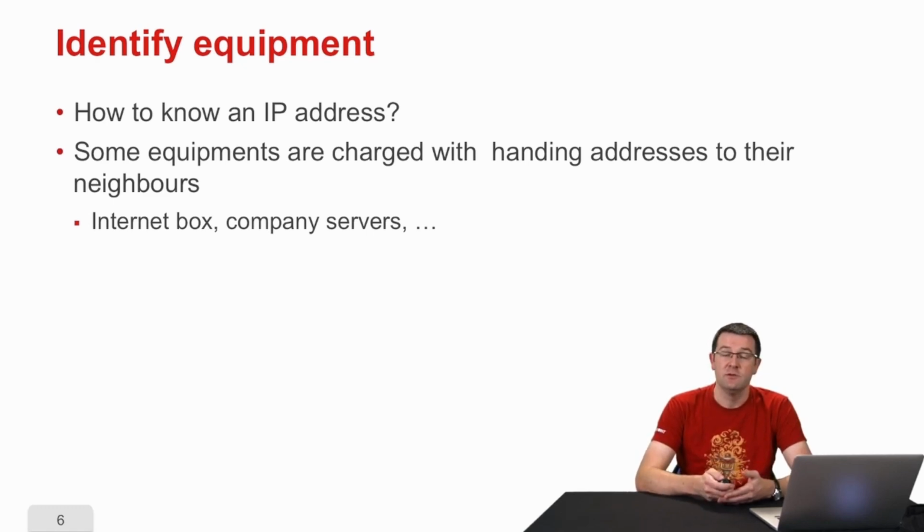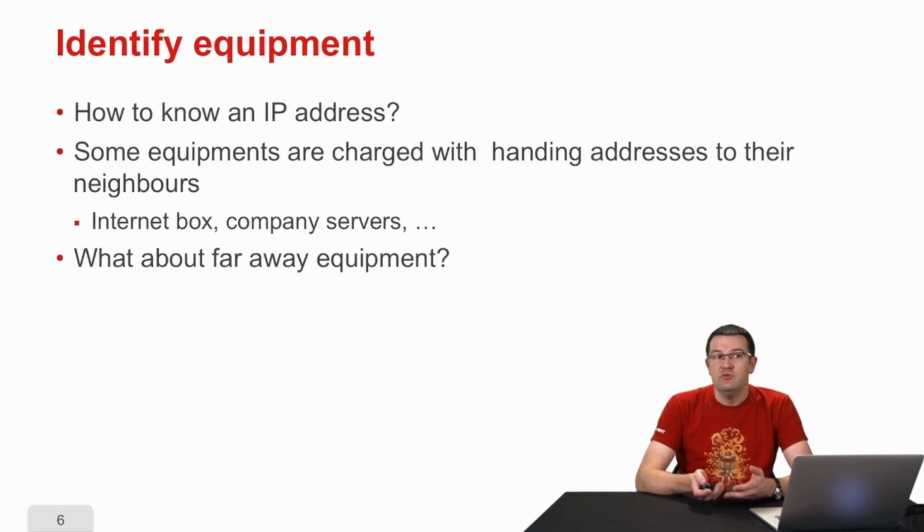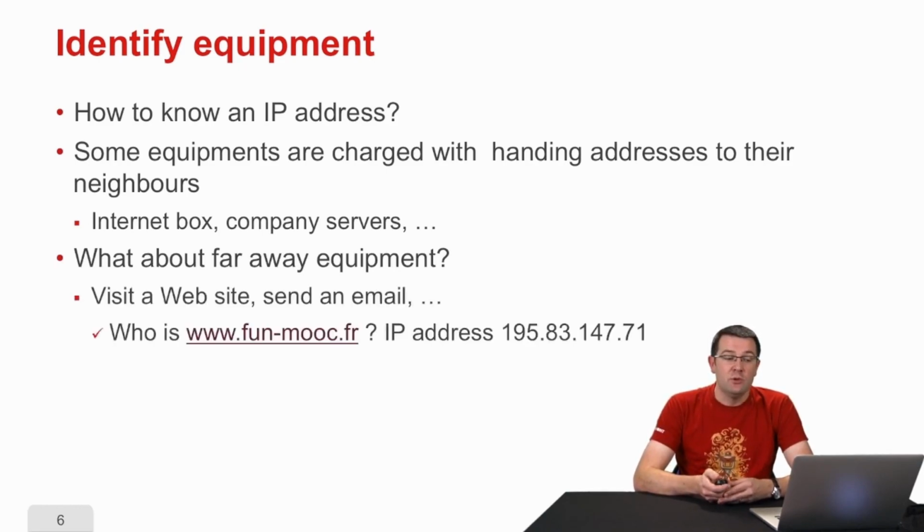So now the equipment is identified. We just need to know who to talk to. Some equipment is at the other end of the world. At first we don't know their address. Most of the time, we want to manipulate equipment with web addresses like www.fun-muc.fr, which is an internet address. That's actually a domain name with a machine name inside the domain name, and what we need is the IP address to be able to talk to that machine. So a translation needs to be done to retrieve the IP address and then be able to communicate.